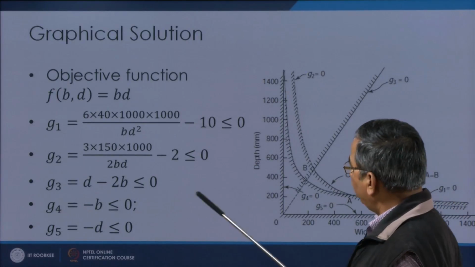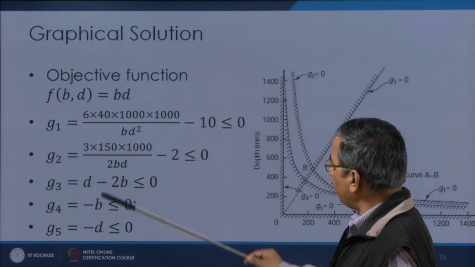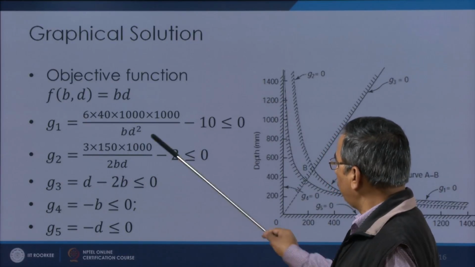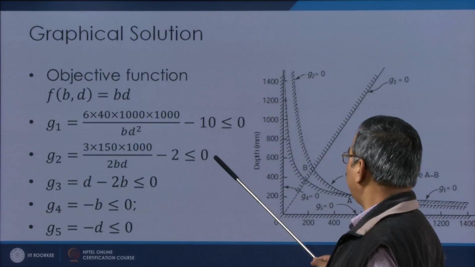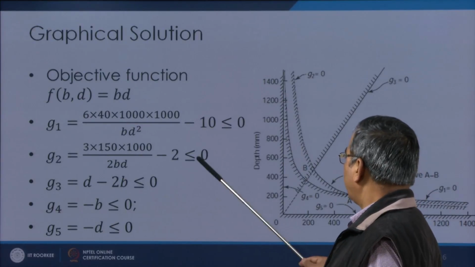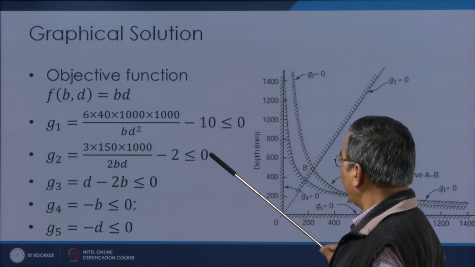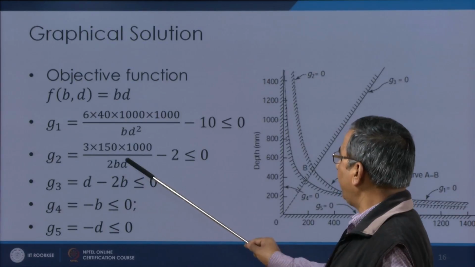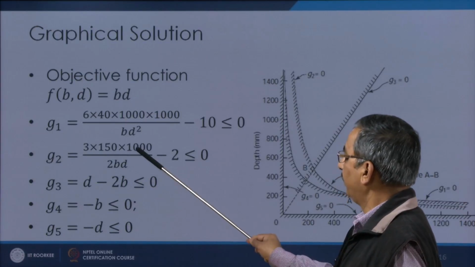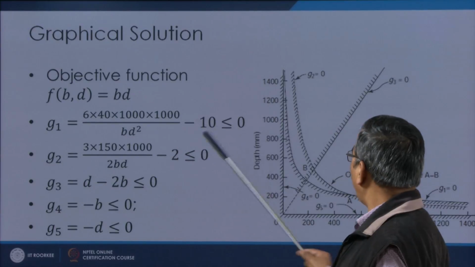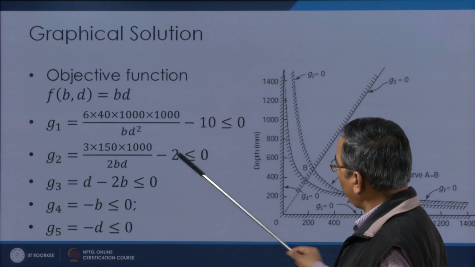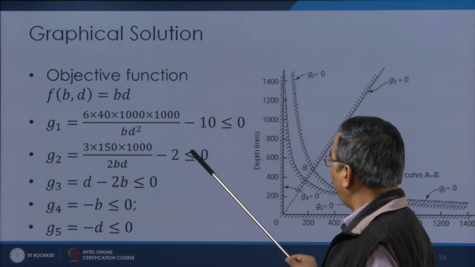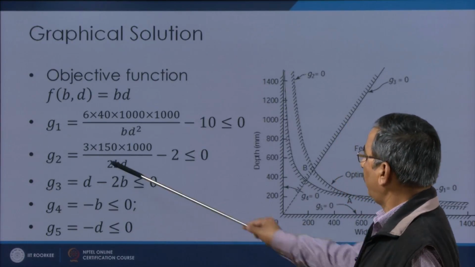Similarly, this was our second constraint, G2, which is this value minus 2 should be less than or equal to 0. Again, for plotting purposes we take the equal sign, give a value of B and find out the value of D. From this expression we will get a point, and then we plot all those points and join them in order to get the contour for G2.